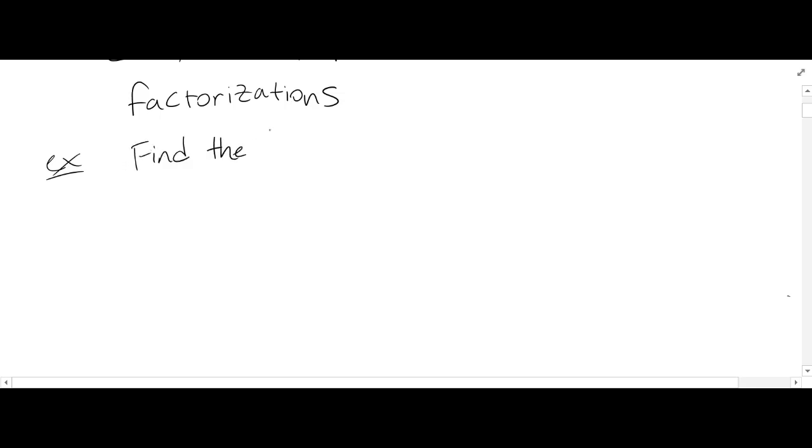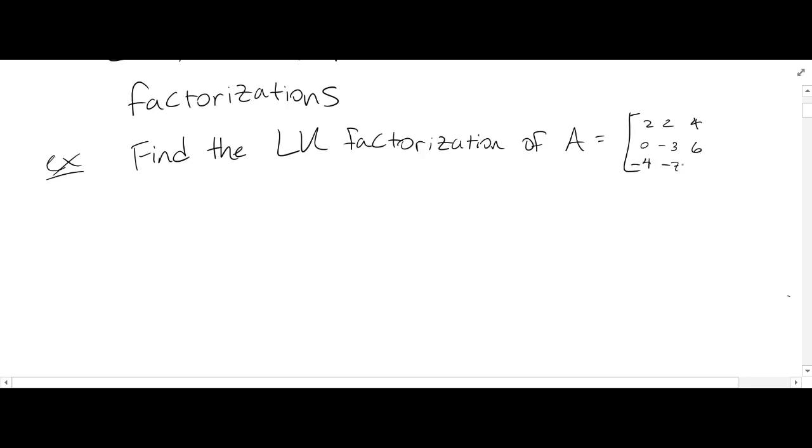Okay, let's do an example. Let's find the LU factorization of this matrix. A equals 2, 2, 4, 0, negative 3, 6, negative 4, negative 7, 3, negative 3.